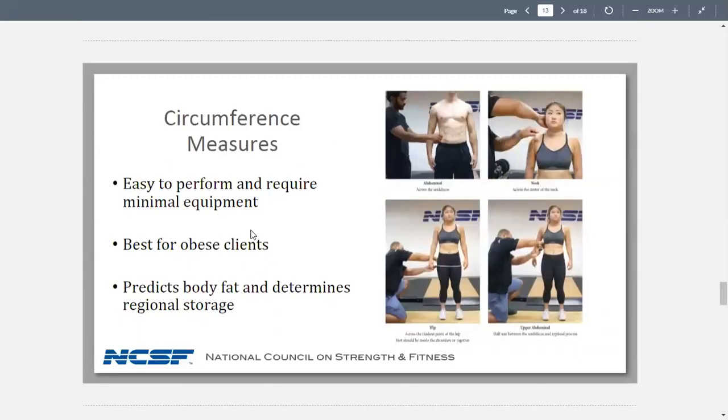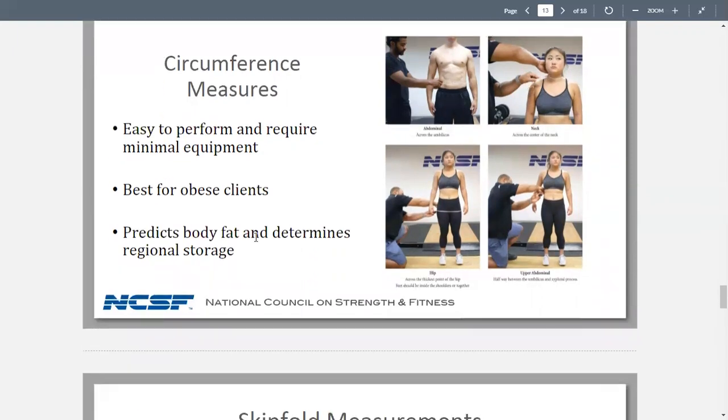Circumference measures are easy to perform and require minimal equipment. You can measure around the abdomen, the waist, the neck. These are best for obese clients, because then you can really show them that they're losing inches off their midline, their neck, their thighs. It predicts body fat and determines regional storage. If you measure your thigh, calf, waist, chest, neck, and arms, you can really see what you want to get bigger and what you want to get smaller. Just using a tape measure is probably the simplest thing to do.